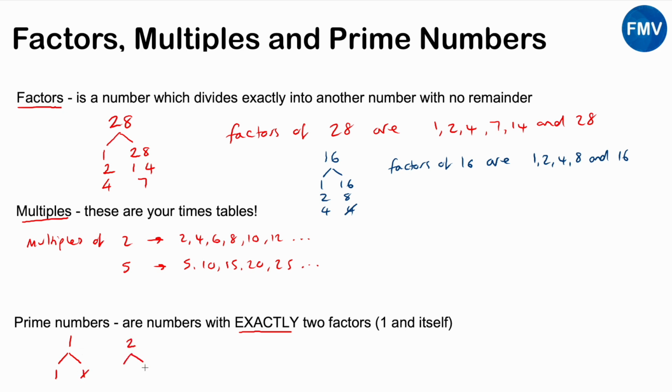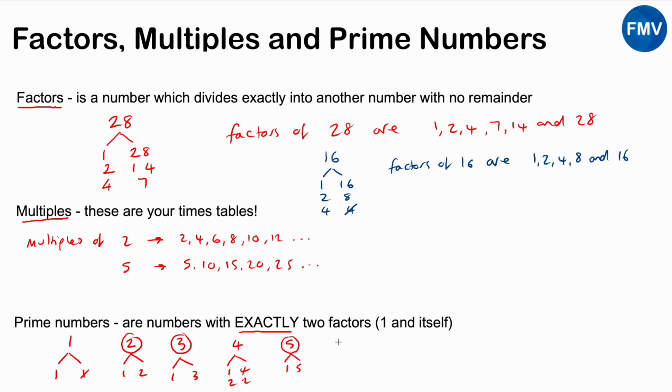2, let's look at the factors. 1 times 2 is 2, nothing else makes 2. So 2 is a prime number. 3, 1 times 3 makes 3, nothing else makes 3. So 3 is a prime number. 4, we have 1 times 4 and 2 times 2. There are more than 2 factors. Therefore 4 is not a prime number. 5, we have 1 and 5 only, so 5 is a prime number.